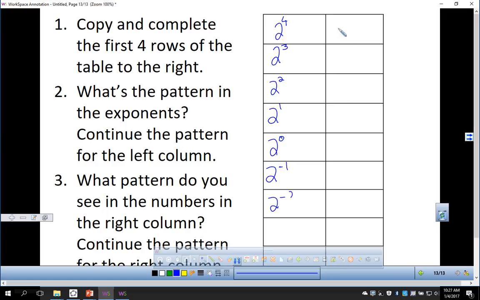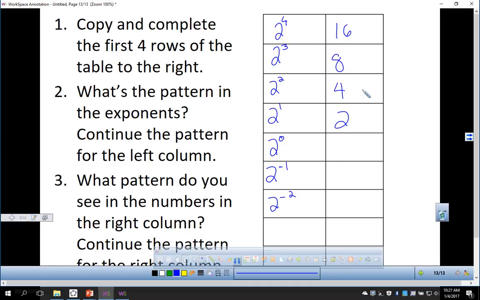Who can tell me what 2 to the 4th is? What's 2 to the 4th? 16. What's 2 to the 3rd? 8. What's 2 to the 2? What's 2 to the 1? What's 2 to the 0? It's not 0. Okay? How do you know that, Matt? Because anything to the 0. Anything, but it also goes with this pattern, right?